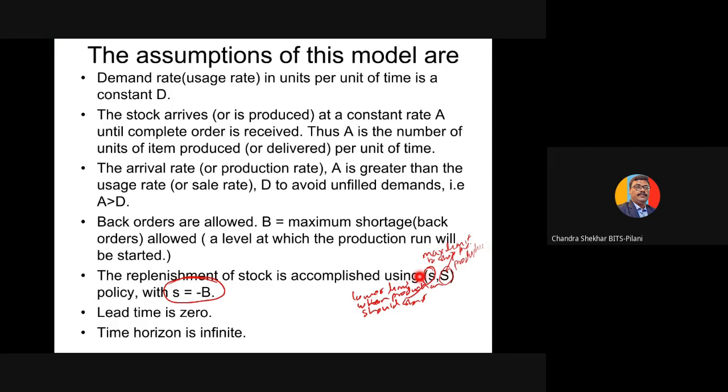Clear? And lead time is zero. Here we consider the lead time is zero. What is the lead time? The time between actual order and actual receipt of the items or goods is the lead time. So here we are assuming that as we have ordered, immediately we are getting the items. Time horizon is infinite. Means we are considering a continuous time period.